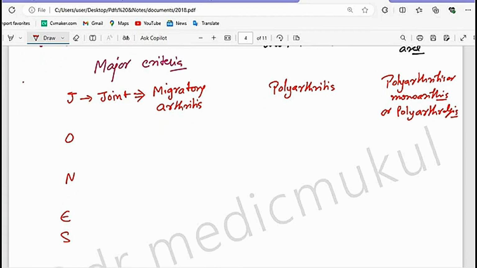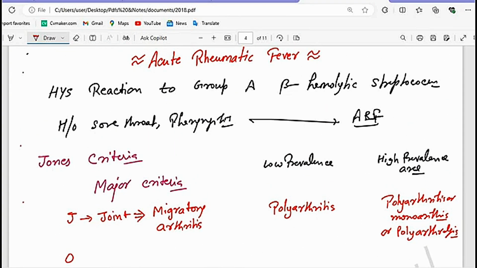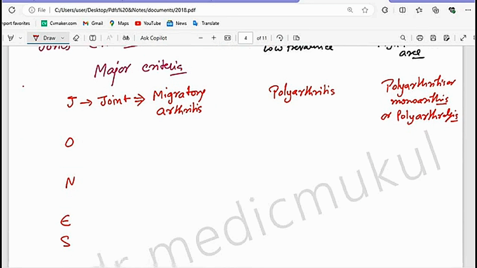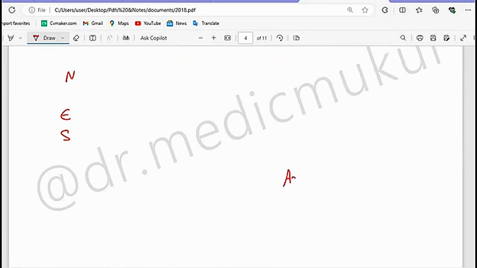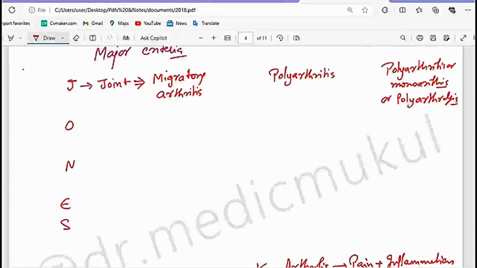What is the difference between arthritis and arthralgia? Remember that arthritis means the patient has pain, and along with the pain there is also inflammation. But in arthralgia, there is only pain. If there is only pain, we call this arthralgia. If pain and inflammation are both present, we call this arthritis.